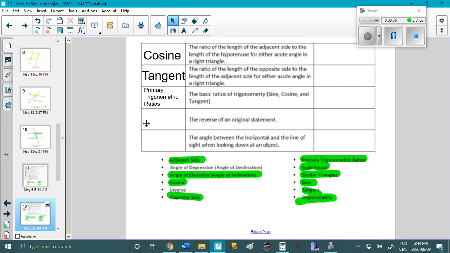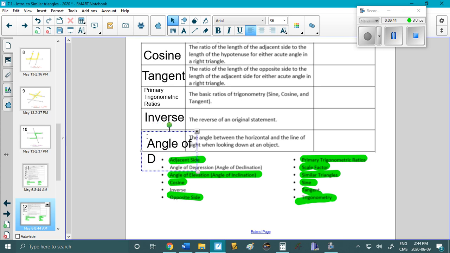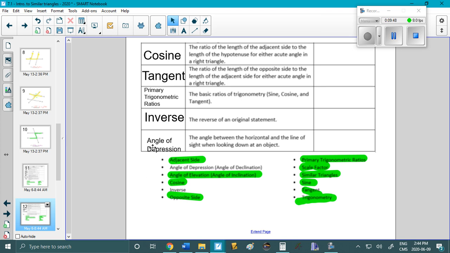The reverse of an original statement is the inverse. And the angle looking down, angle of depression. And again, I'm going to save the examples for later on in the unit, or I'll just make it a review exercise for you to do on your own.